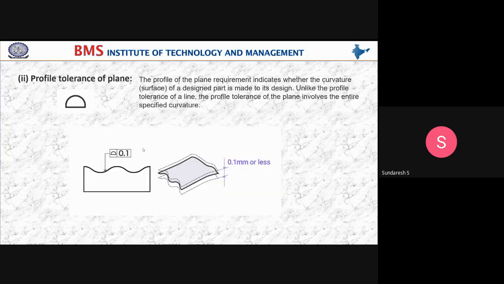Okay, next comes profile tolerance of a plane. The profile of the plane requirement indicates whether the curvature of a design part is made to its design. Unlike the profile tolerance of a line, the profile tolerance of a plane involves the entire specified curvature. See here, this is the symbol which indicates the profile tolerance of a plane. Look at the curvature, whether it has been made to its design or not. If not, how much variation can be permitted is indicated in the block. See, it indicates 0.1 millimeter is allowable to undergo variation. The profile tolerance of a plane. Got it?